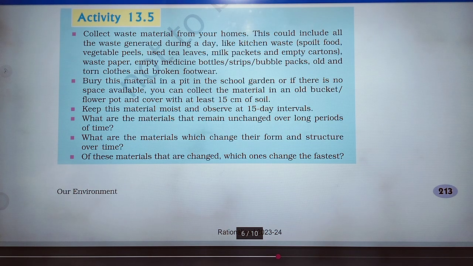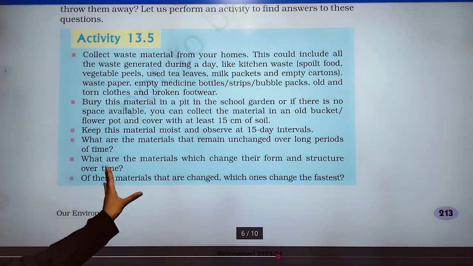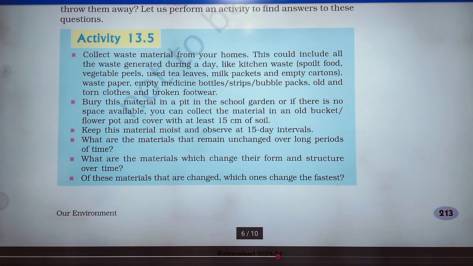So it is given that after the observation, you have to note what materials remain unchanged over a long period of time. The period is given, that is, 15-day intervals. Okay, at each 15-day interval, you have to check which materials have remained unchanged, and which materials have changed their form and structure over time. Okay, of these materials that change, which one changes the fastest?